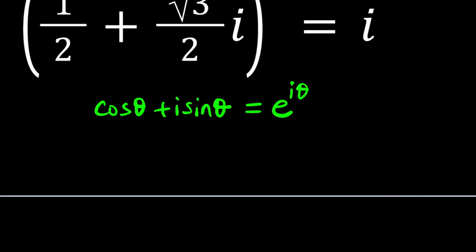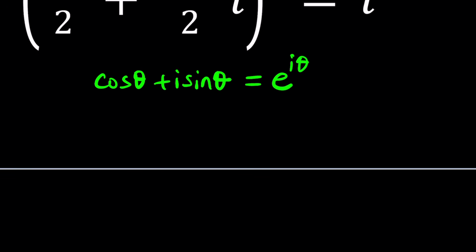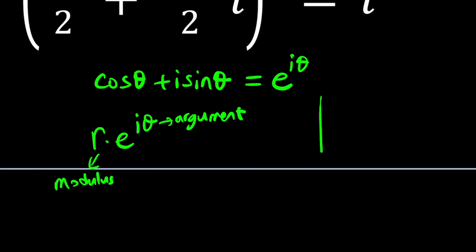And how can we use this though, right? So we should be able to do this as well. Of course, a complex number in general can be written as r times e to the i theta, where r is the modulus or the absolute value. Again, I go over these in lecture videos, and theta is called the argument. But just to give you a quick overview, it's basically going to look like this.